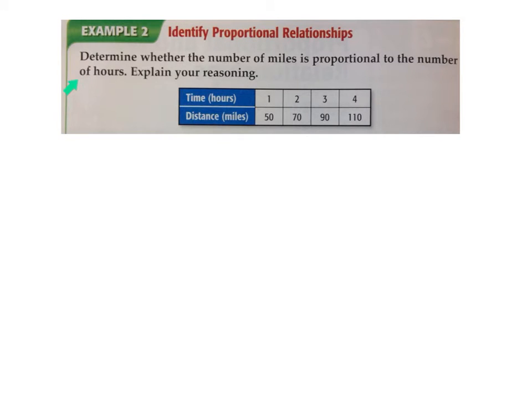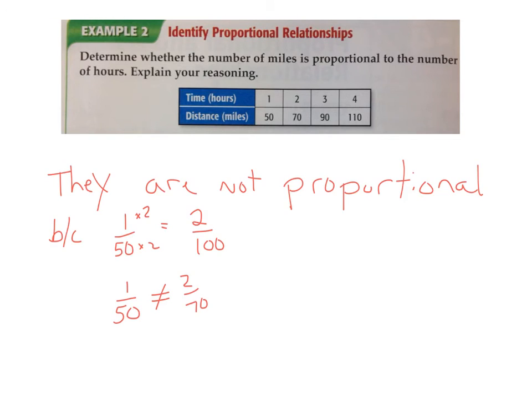Now this example asks us to do the same thing and to explain our thinking. So we're taking a look at the number of miles and the number of hours, and are they proportional? Now I can see that they're not proportional because when I look at this, if I times this 1, I have to times it by 2 to get to 2. And if I times 50 by 2, I don't get 70. So I say that they are not proportional, and here's my explaining my reasoning: because 1 over 50 times them both by 2 would be 2 over 100, and 1 over 50 is not equal to 2 over 70. So that would be a good way to explain why they're not proportional.